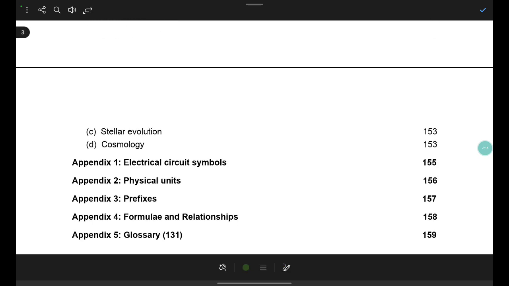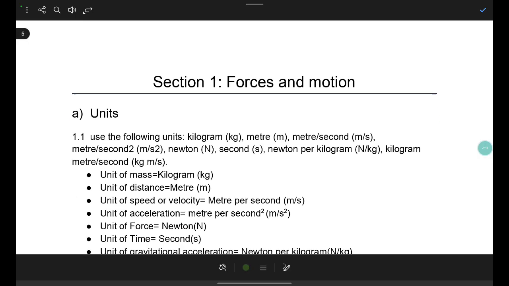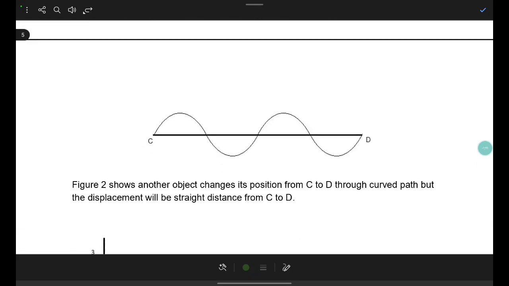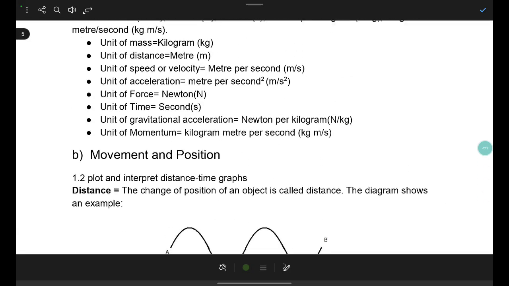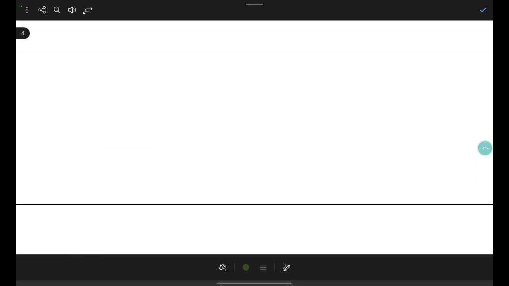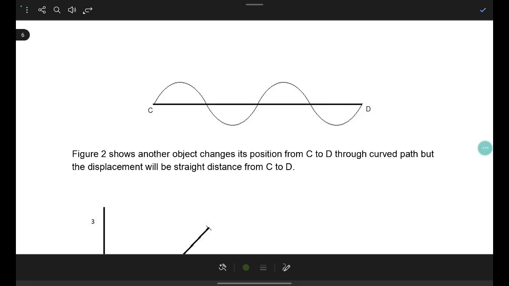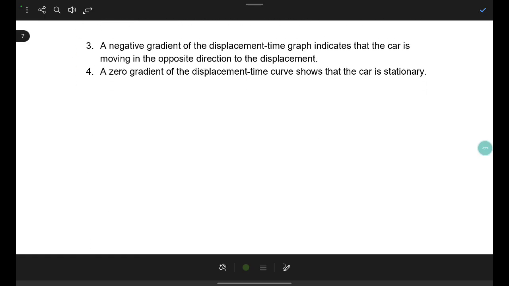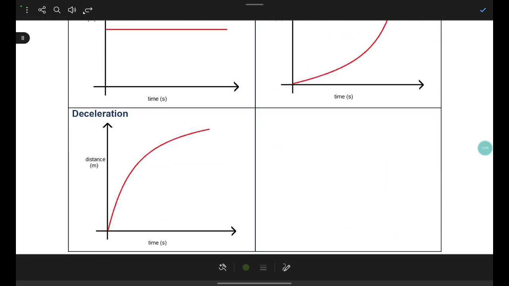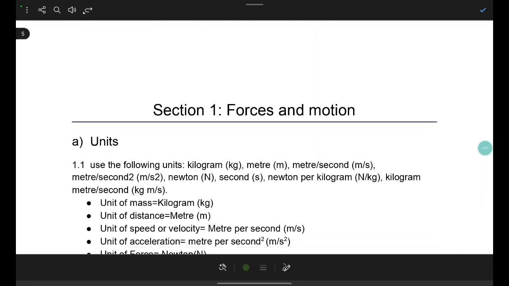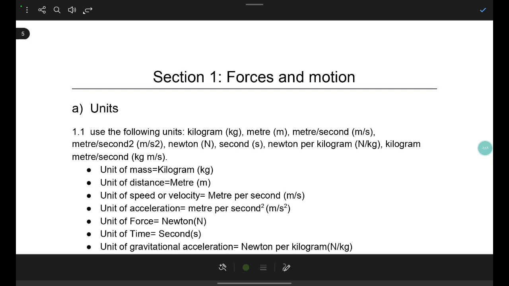Okay, now we are going to start with forces and motion. The first thing we are going to learn is the definition of speed and definition of velocity. Okay, what is speed? Speed is distance per time taken.